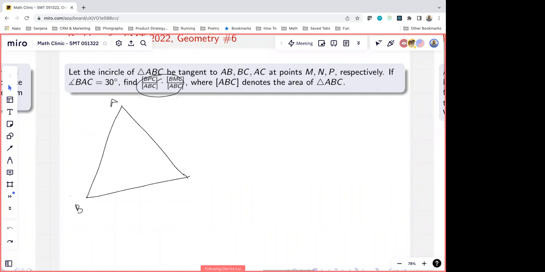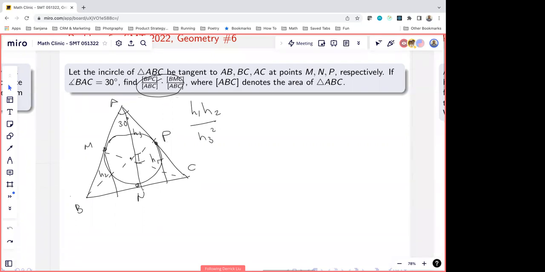So first we can draw this, with this being 30 degrees. And then we have our incircle with center I. And then this is M, N, and P. And basically, for the area of BPC and the area of BMC, because they have the same base, we are basically asking for the ratio of this height to the height of the entire triangle, and similarly the height of this to the height of the entire triangle. So we can call these h1, h2, and h3. And we're looking for h1 h2 over h3 squared.